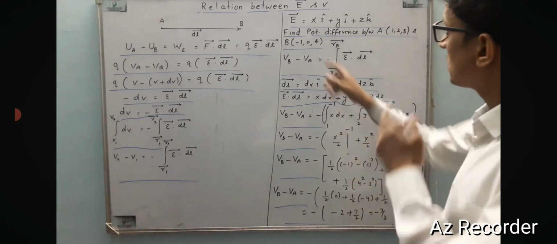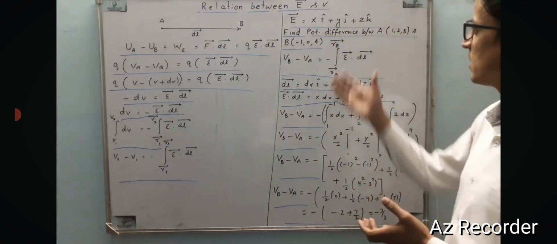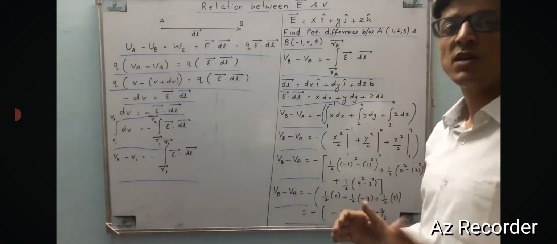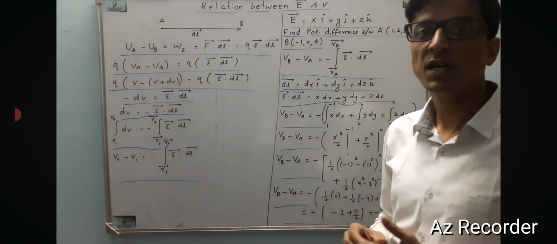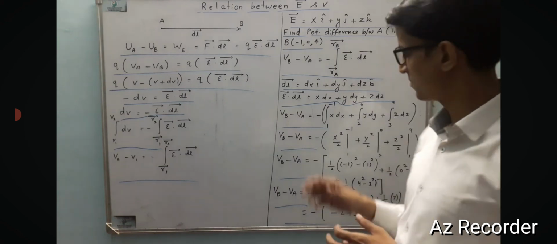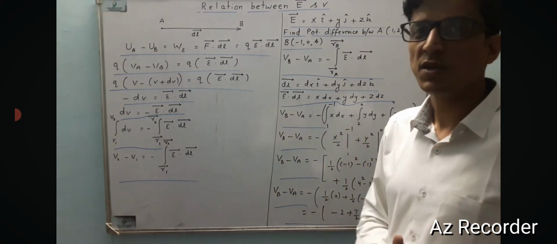So the electric field is supposed to be x i, y j, z k, and we have to find the potential difference between A and B, given these position vectors. Let me remind you, we have to follow 4 steps: silent mind, idea, information and calculations. But since space is less here, I am omitting the steps. So we must do that only now.